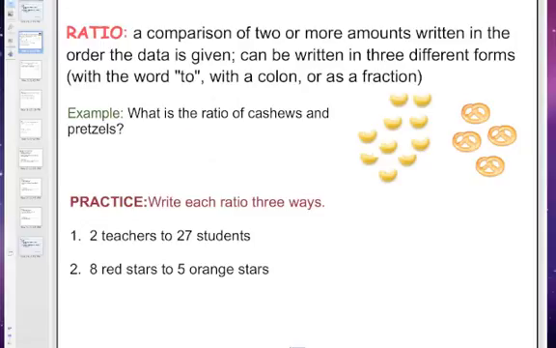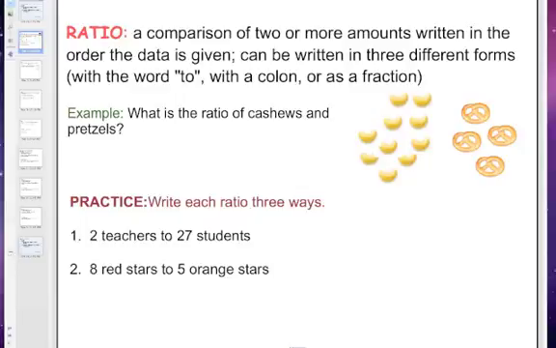First thing we need to know is, what is a ratio? A ratio is simply a comparison of two or more amounts written in the order the data is given. That's really important to note because the order the data is given is very important in ratios. You can't switch up orders. Ratios can be written in three different ways or three different forms. The first is with the word to, the second is with a colon, the third is as a fraction.